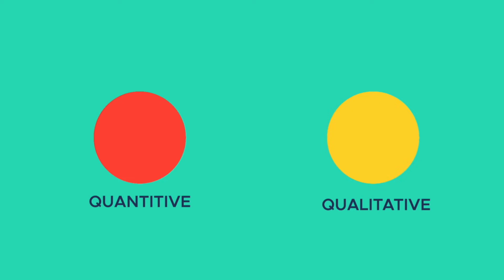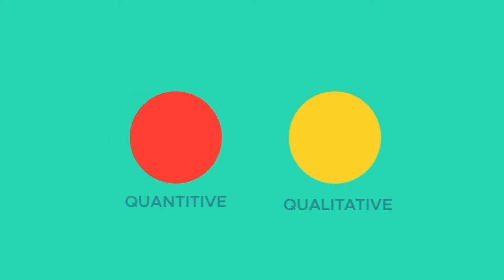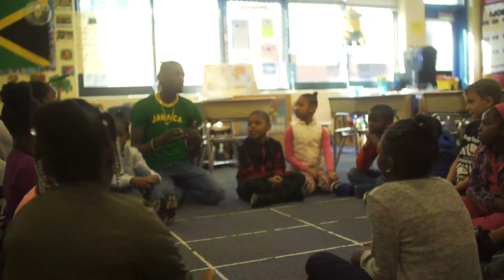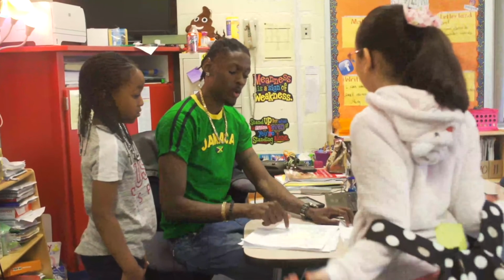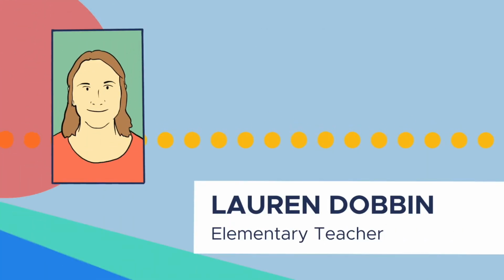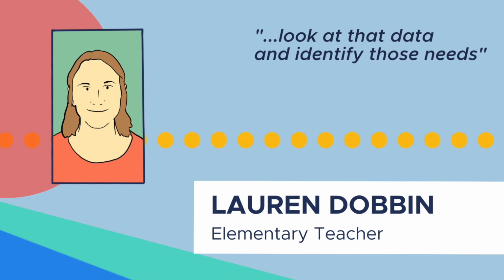In isolation, both types of data are good, but they're limited. It's only when we collect both and use them to inform each other that we can really form a complete picture of each student. When we use the narrative to give context to the numbers and the numbers to validate the narrative, we really start to learn more about our students' academic and behavioral skills so that we can pinpoint areas of concern. If you have students that are struggling in fluency in reading, or they're struggling in critical thinking in math, it's really important to take a moment to look at that data and identify those needs.